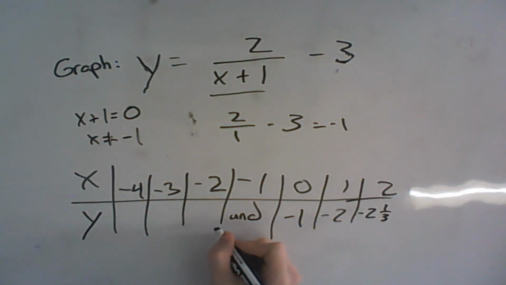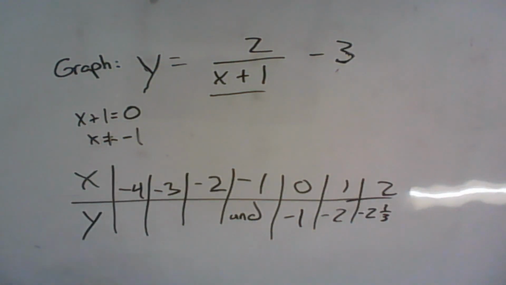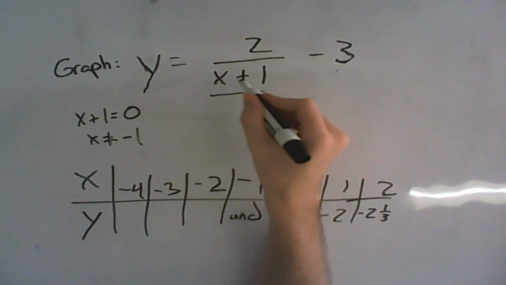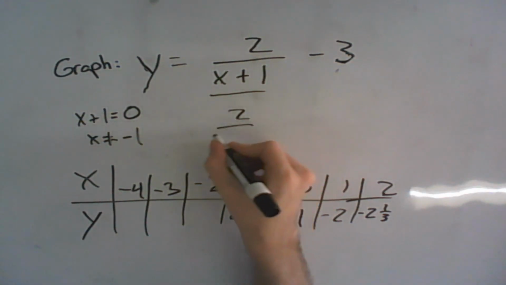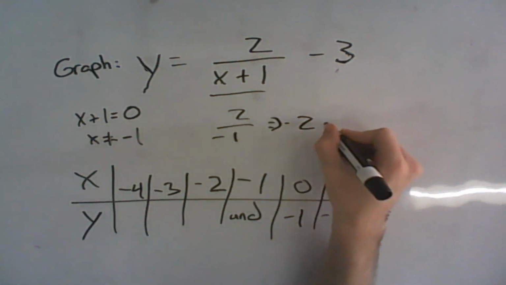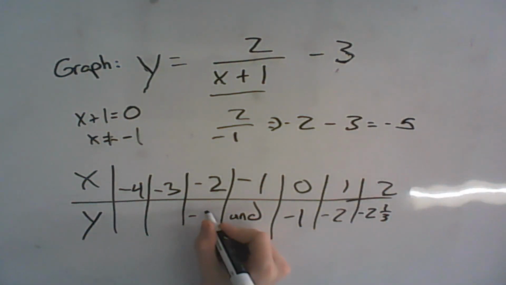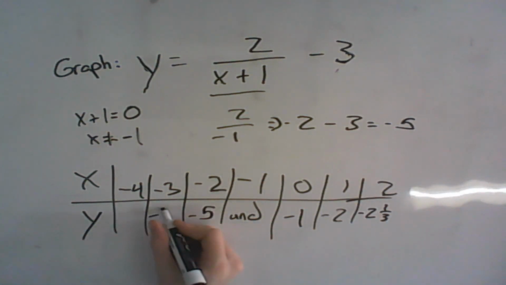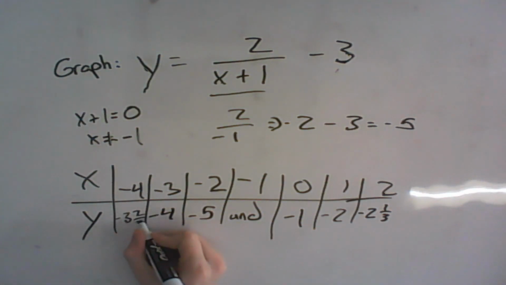Okay, over here, we're going to practice more than one of these problems. Oof, cutting it close, but I can make it. Okay, -2, plug it in. We get -1, 2 over -1 is equal to -2. And then -2 minus 3 is -5. So this is -5. It's going to be -4. And it's going to be -3 and 2/3.